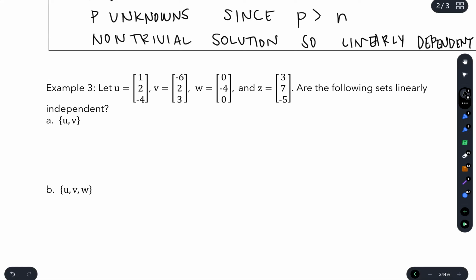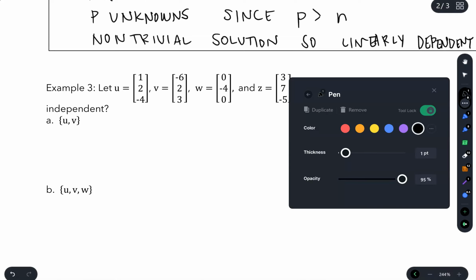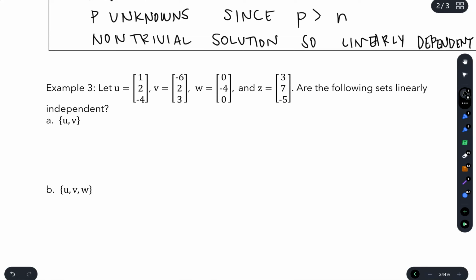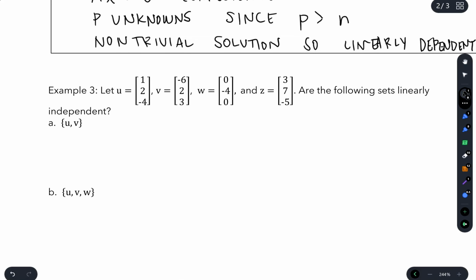Lord have mercy. And then it won't let me use my finger to write on this thing. Okay, I give up. So u, v are going to be linearly independent.